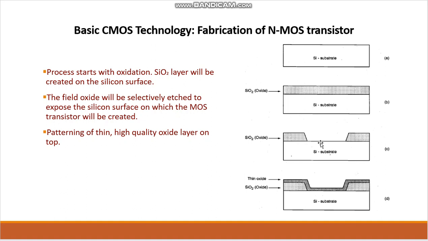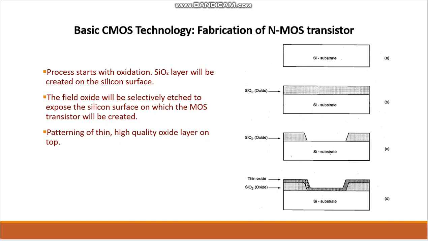Why selectively etched? Because we need to know where exactly I need to put my source electrode, drain electrode, and the channel over which the gate electrode can be formed. After doing this etching, finally we need to pattern. Pattern means layering. In VLSI technology, we used to term it as a pattern. Then patterning of a thin, high quality oxide layer on the top.